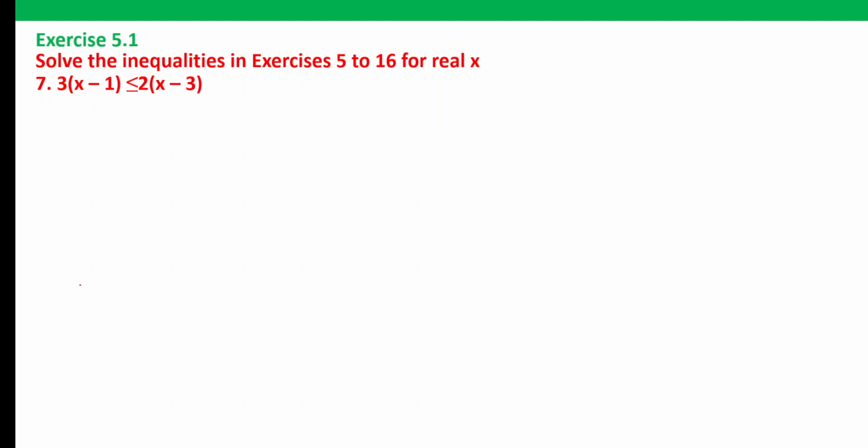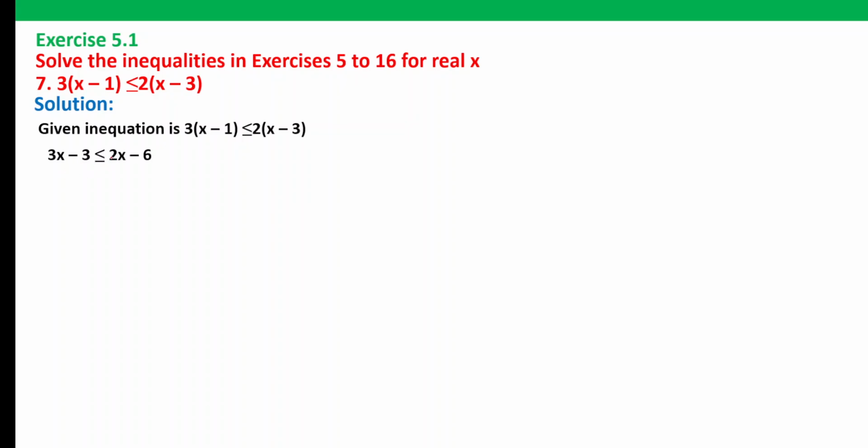Solve the inequalities in exercise 5 to 16 for real x. Okay. So 3 into x minus 1 less than or equal to 2 into x minus 3. Solution. Given inequation is 3 into x minus 1 less than or equal to 2 into x minus 3. 3x minus 3 less than or equal to 2x minus 6. Let us transpose x to the left hand side and minus 3 to the right hand side.